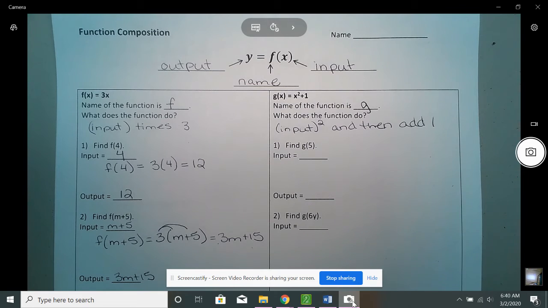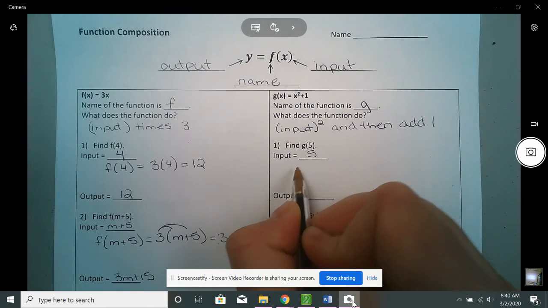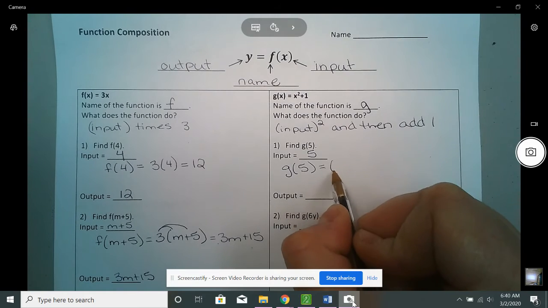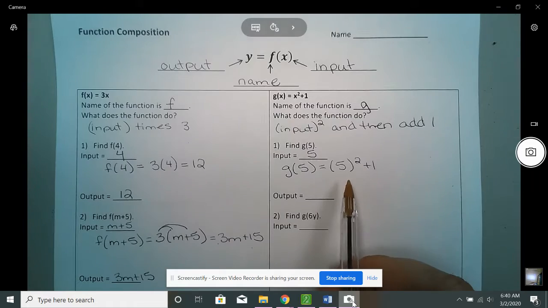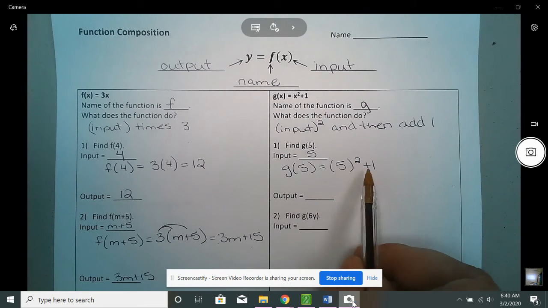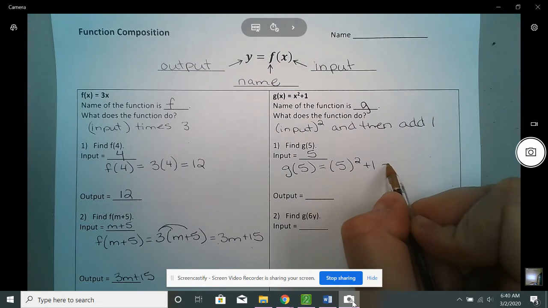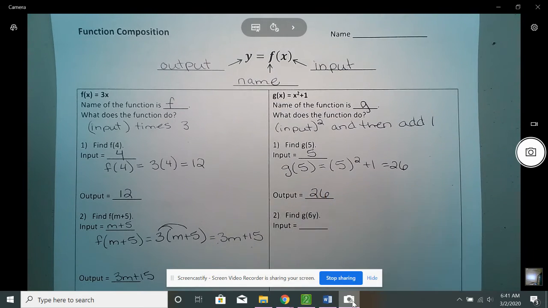Let's evaluate this function for 5. Our input value is going to be 5. So we're using the g function. We're inputting a 5. If we replace the x with the input value, the expression looks like this. Square the input, so square 5, and then add 1. 5 squared is 25. Add 1 makes 26. So our output is 26.